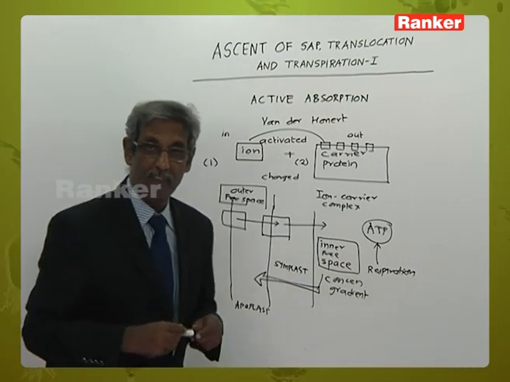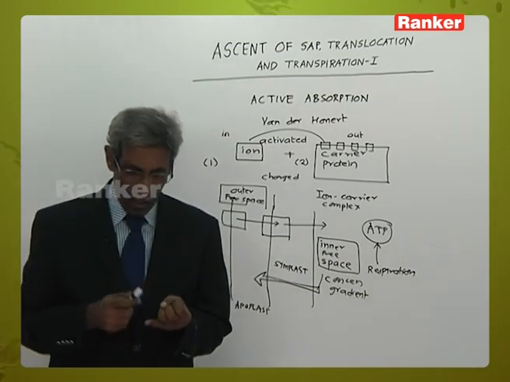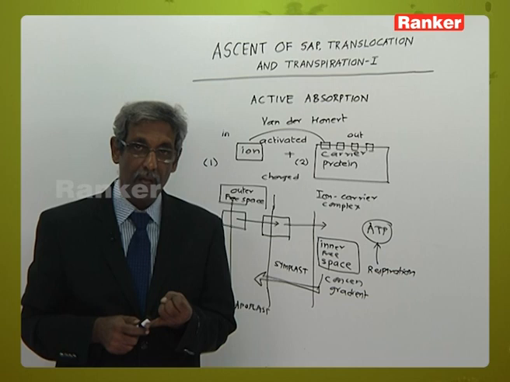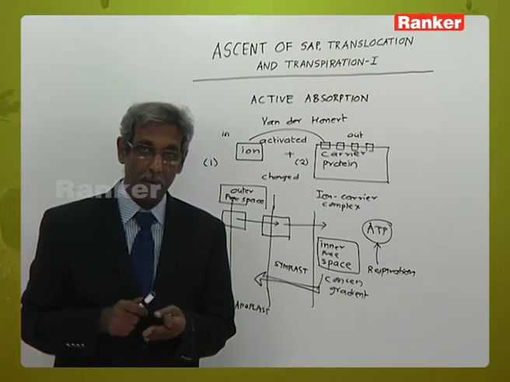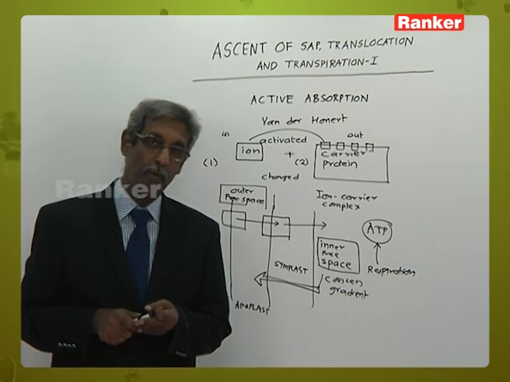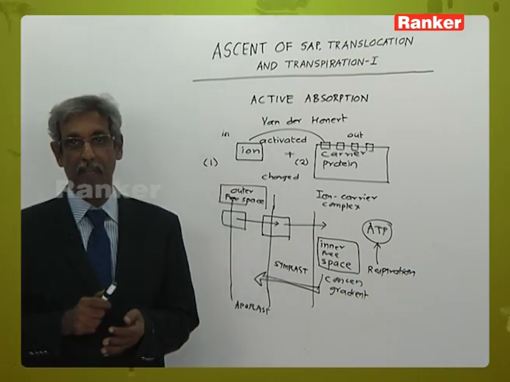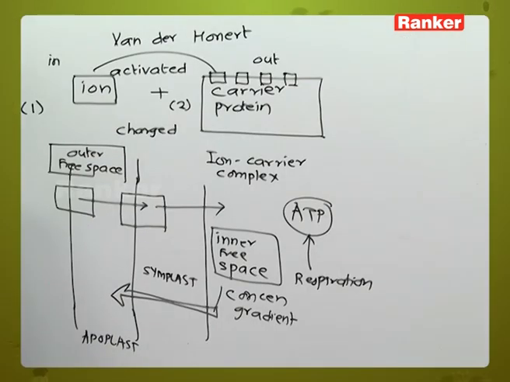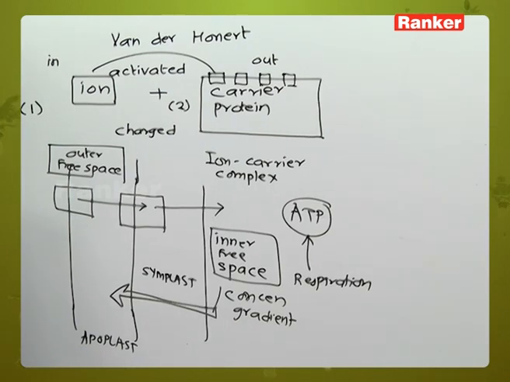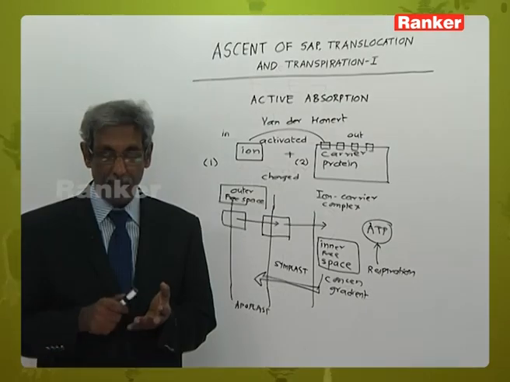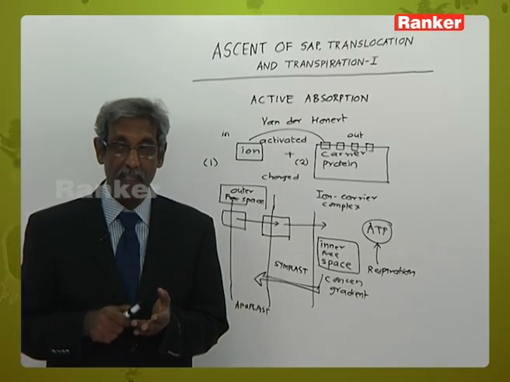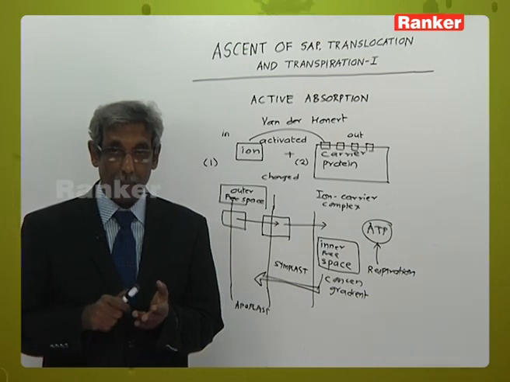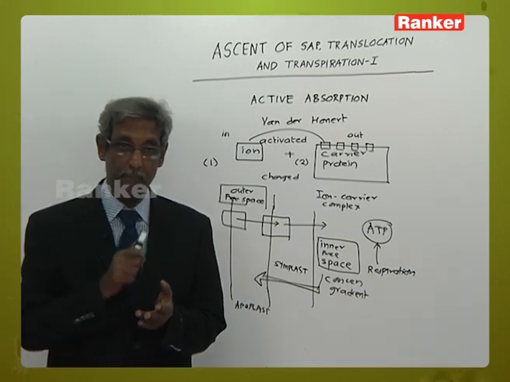So, what are the main features of active absorption? Ions are free, ions are picked up by carriers, carriers go to form a carrier ion complex, carrier ion complex moves from the outer free space to the inner free space. It moves against a concentration gradient, and next one is, for the movement of the carrier molecule there is a requirement of energy, that is in the form of ATP, and ATP is obtained from the process of respiration.